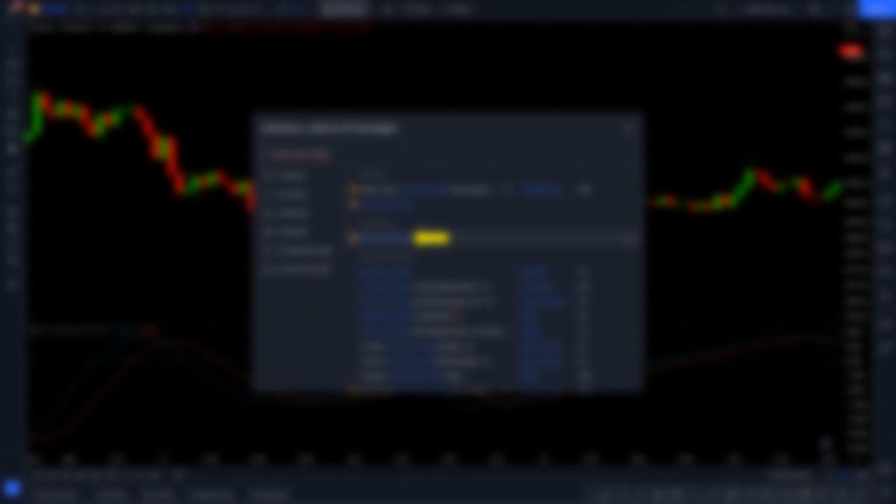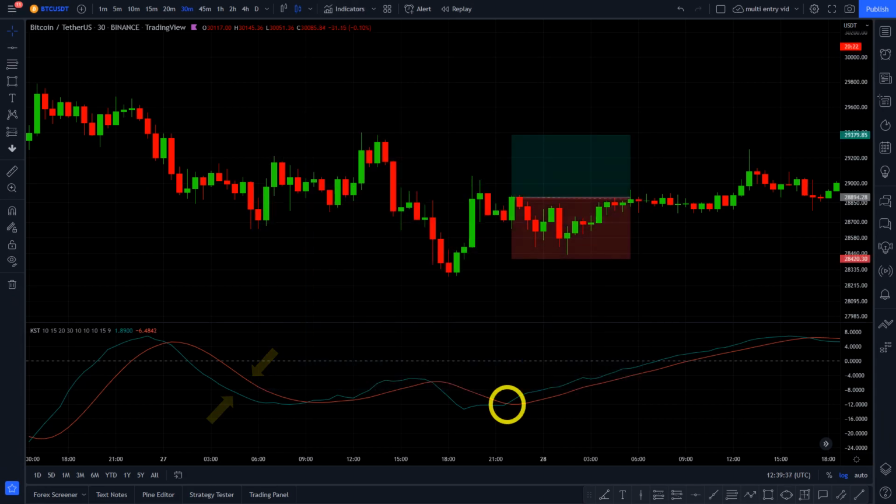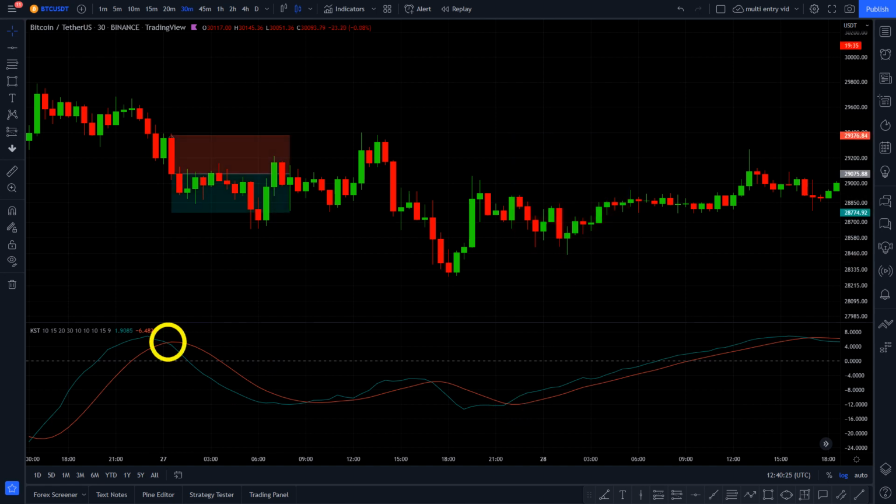Moving on, we have the No Sure Thing. This indicator is made up of two lines. Once the green line crosses above the red one, we enter into a long, and when the green crosses under the red line, we enter into a short.